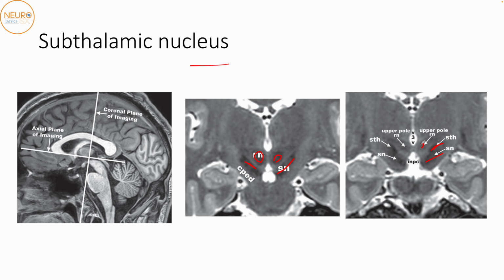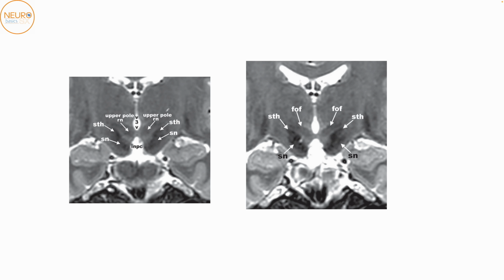So this here is the red nucleus. This here is the substantia nigra. And in between them, what you're seeing is the subthalamic nucleus, right? So red nucleus, substantia nigra, subthalamic nucleus over here. Okay, so same thing.